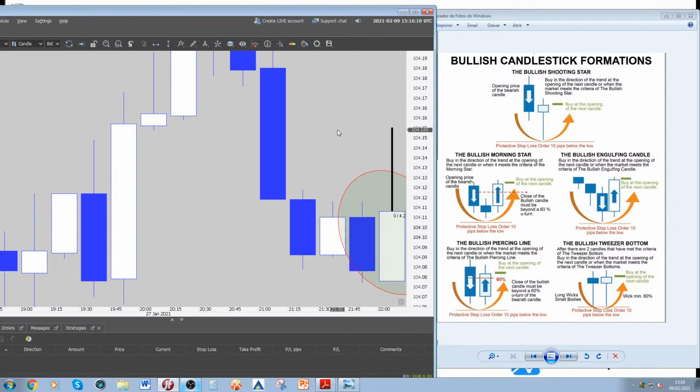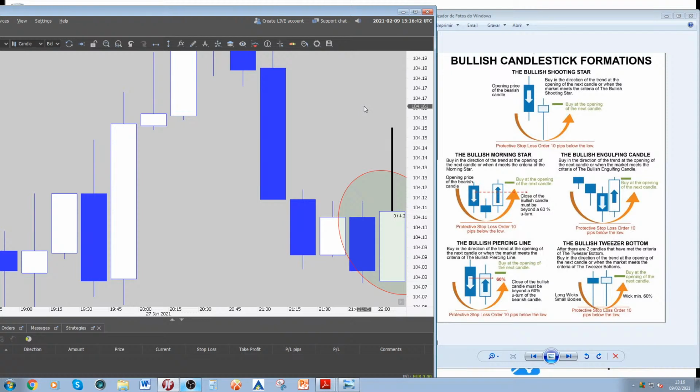You have the body of the blue candle and you have the body of the white candle. The white candle ate 1, 2, 3 candles from before, but it has a long wick on the upside. Would you say that this is a bullish engulfing candle, everybody? Look at the picture. Don't be shy, there is no right or wrong. We are here to learn.